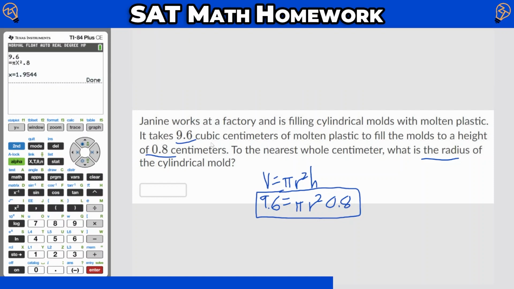They say to round to the nearest whole centimeter, which means to the ones place. To the right of it, we have a 9, which means we're going to round up. And the final answer is 2. And you could just type that in and be done.